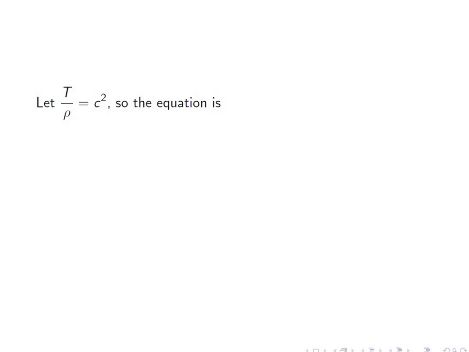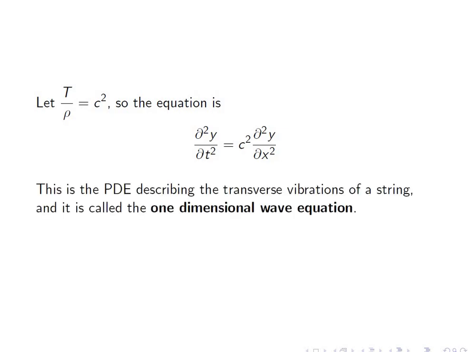Finally, let T/ρ equal c², so that the equation is ∂²y/∂t² equal to c² times ∂²y/∂x². This is the partial differential equation describing the transverse vibrations of a string, and it is called the one-dimensional wave equation.